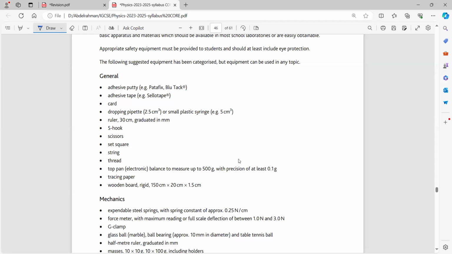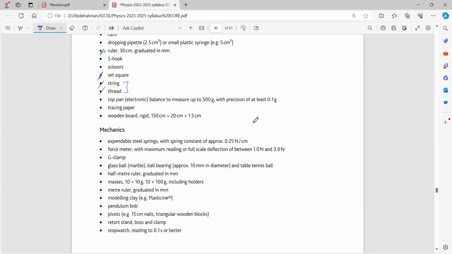For example, you have a set square, a string, a thread. Well, string and thread could be considered to be the same. Adhesive tape, we can use tape. Yes, if you want to stick, for example, the mass to the ruler, you can use tape. Definitely you can use a ruler. You have some scissors if you need them. We won't be needing all of these apparatuses. These are some of the general apparatuses.